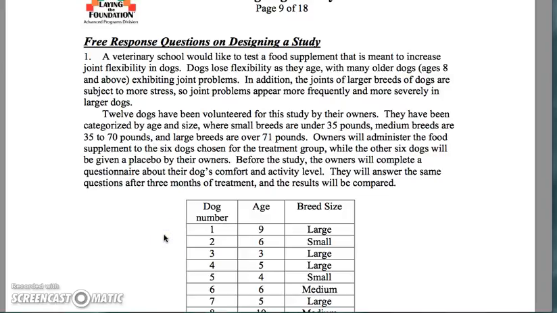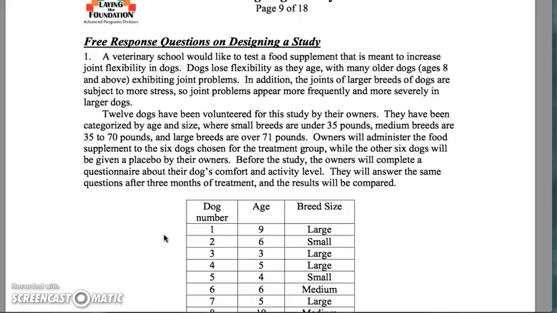Our free response practice question for Chapter 13 is going to be on designing a study. So here's the question. 1. A veterinary school would like to test a food supplement that is meant to increase joint flexibility in dogs.